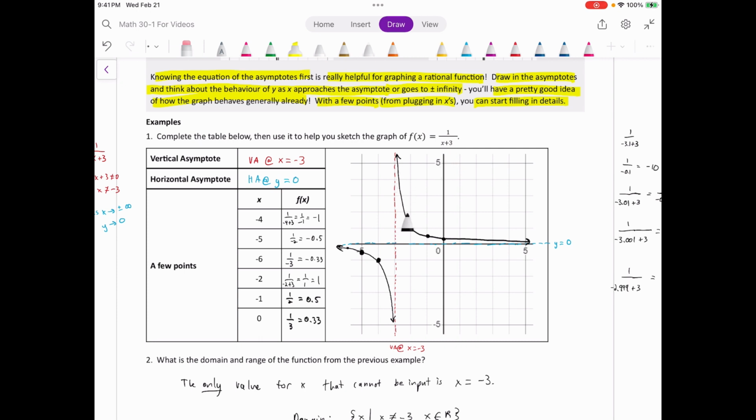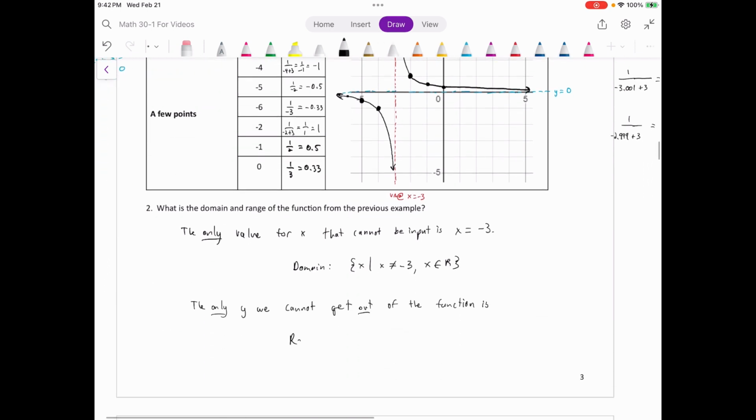The graph confirms this. I can see that y extends up forever to positive infinity. It extends down forever to -infinity. However, it never actually touches 0, right? It approaches 0 from above, it approaches 0 from below, but it never actually gets there. So for our range, again, really just one thing to specify, and that's that it's the set of all y's such that y does not equal 0. Y is an element of the real numbers.